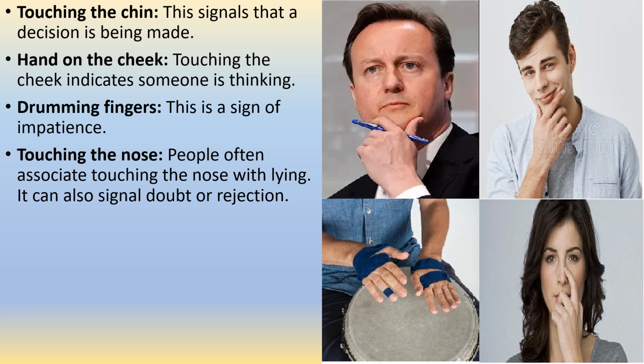Touching the chin. Just David Cameron touching his chin. This is a signal that a decision is being made. She is going to decide something. Hand on the cheek. Touching the cheek indicates someone is thinking. We touch our cheek when we are thinking. Drumming fingers. This is a sign of impatience. We already saw that. So this is the drumming finger. It shows impatience.